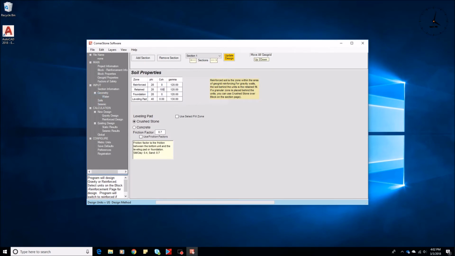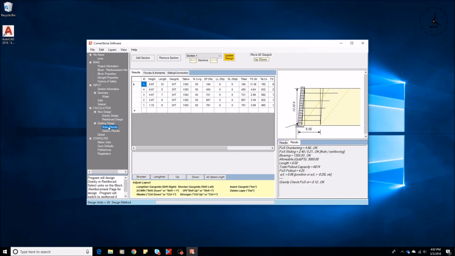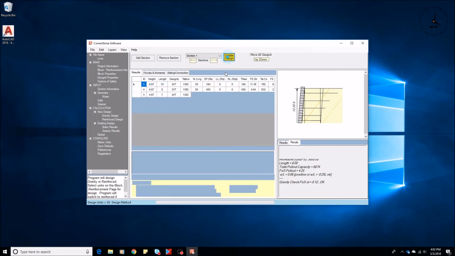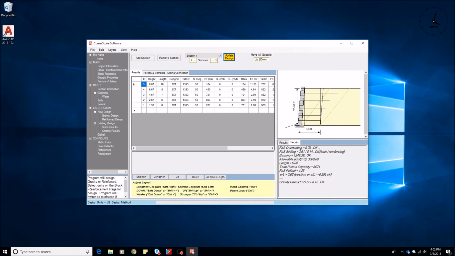If we put cohesion in there, back to static results, 2.48, we just added cohesion, 3.6, 8.14. So cohesion significantly reduces the driving force. It will also increase your resisting force of sliding on the base, having cohesion sliding at that interface.